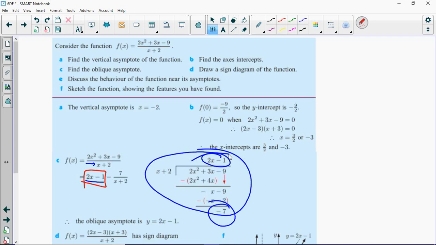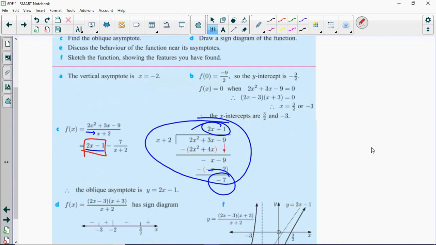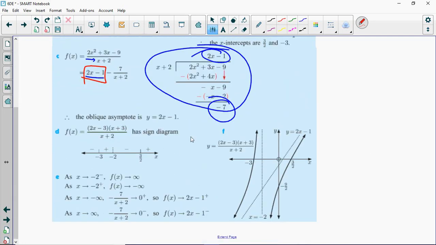Next, we're getting a sign diagram so that we can discuss the behavior near the asymptotes. So our sign diagram, again, we get the zeros and the vertical asymptote here. Choosing test points, awesome. We'll start with the vertical asymptote, -2. As x approaches -2 from the left, f of x is headed up towards positive infinity. As x approaches -2 from the right, f of x approaches negative infinity. Now for the oblique asymptotes.